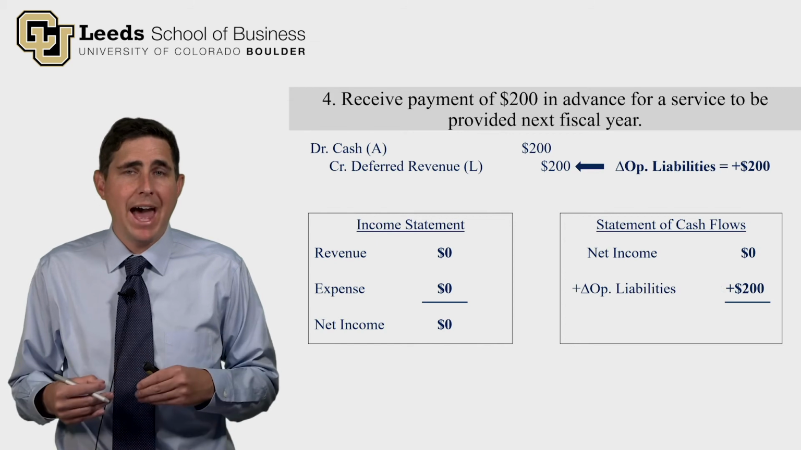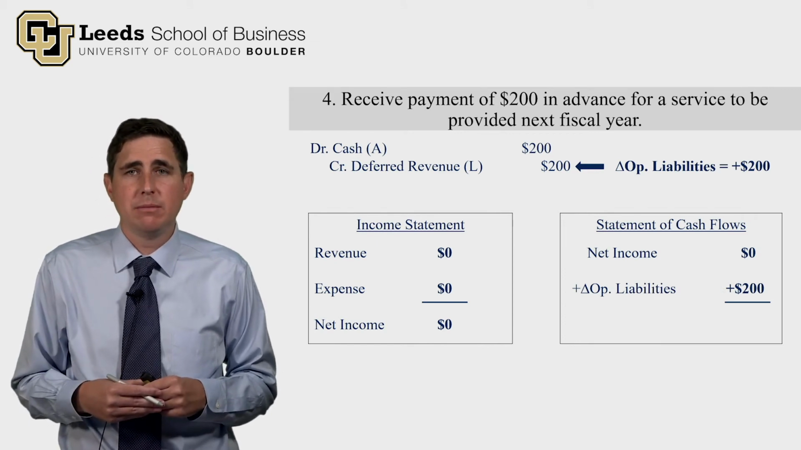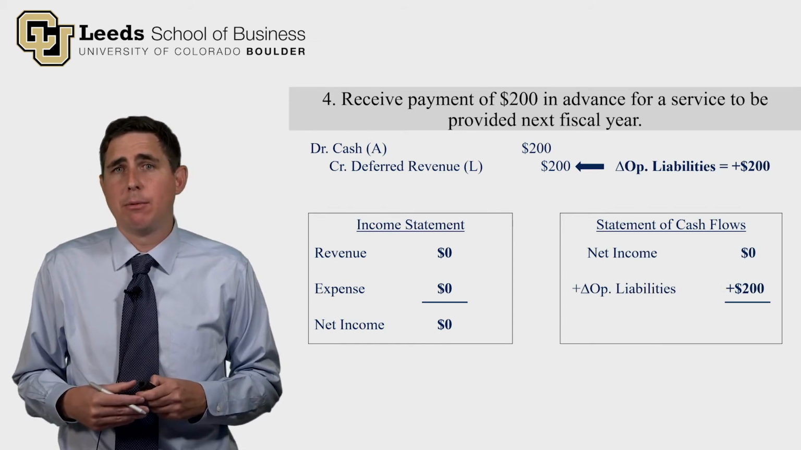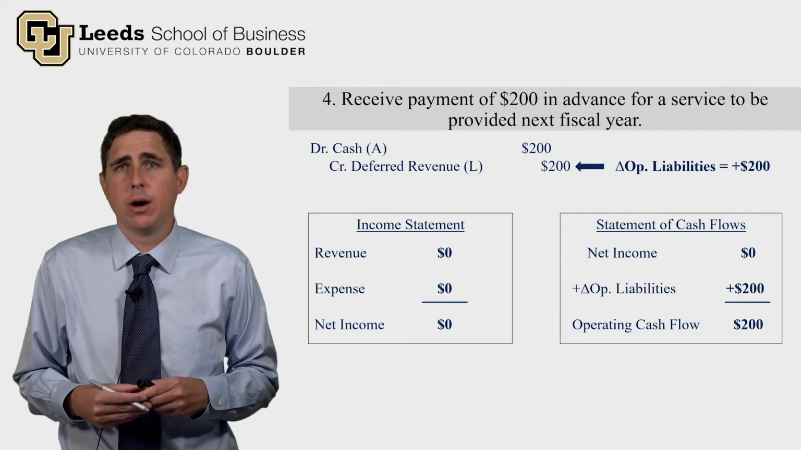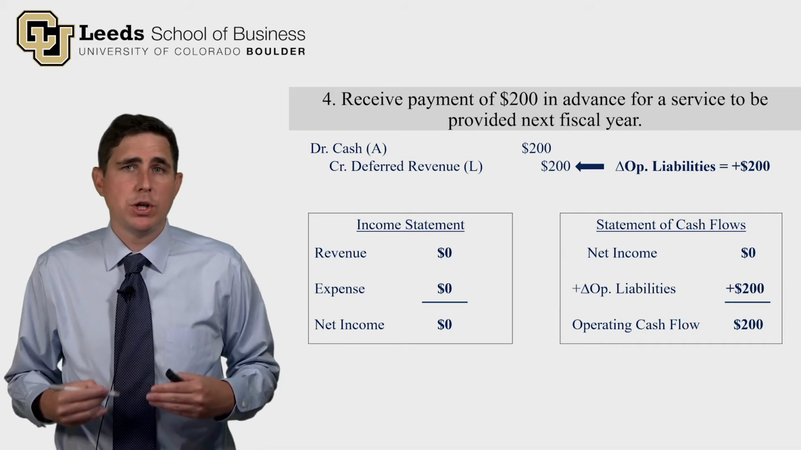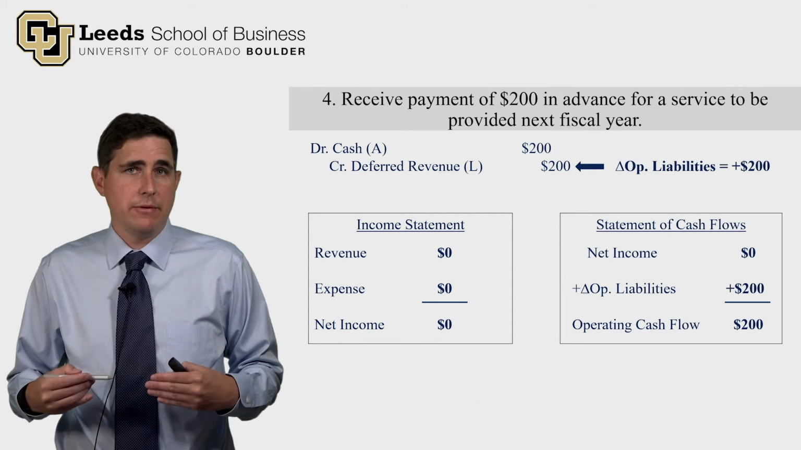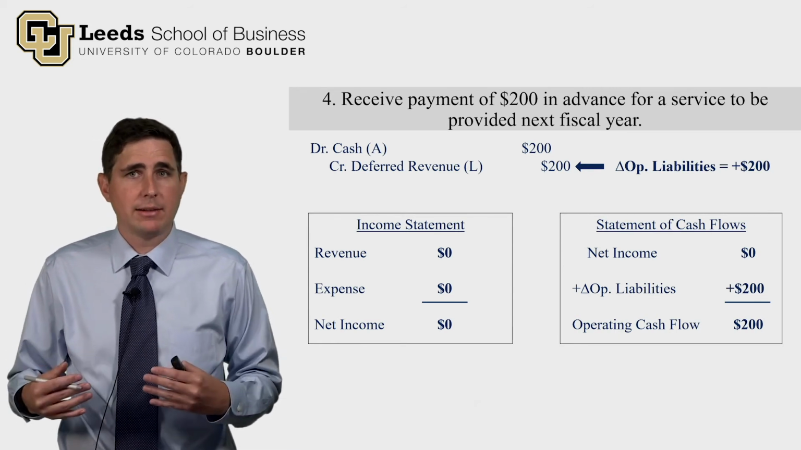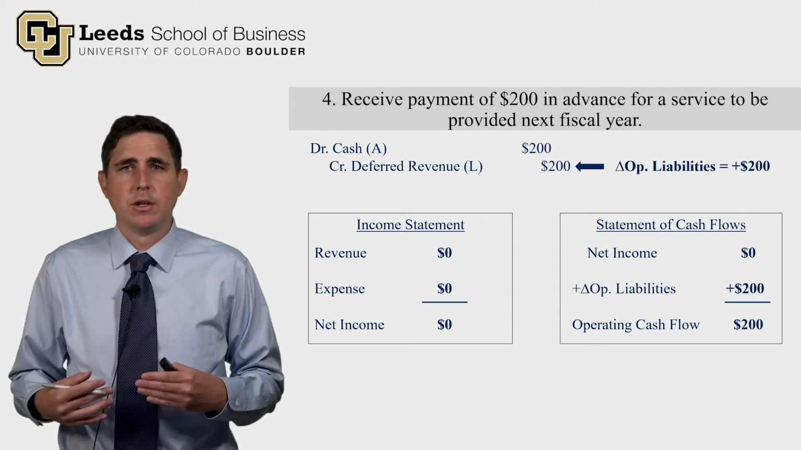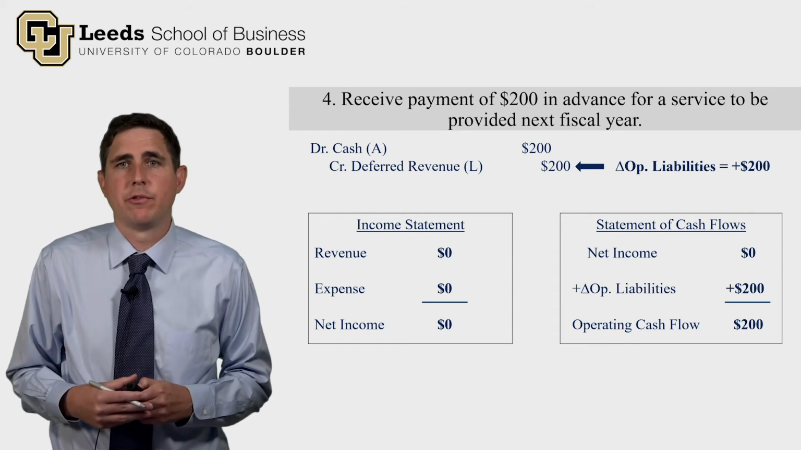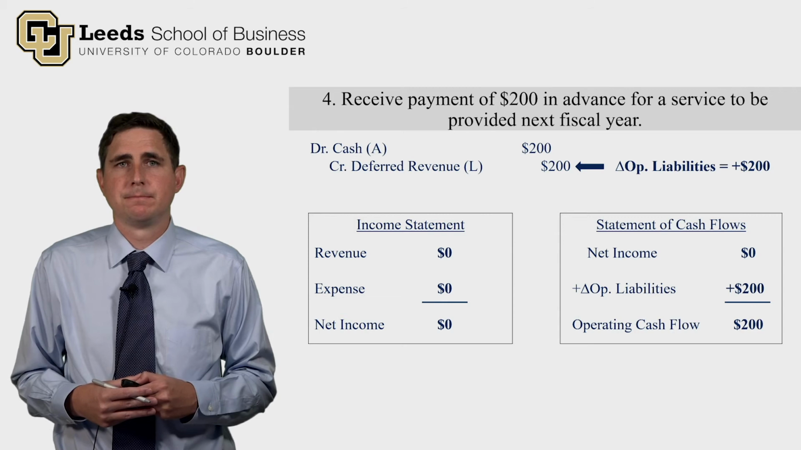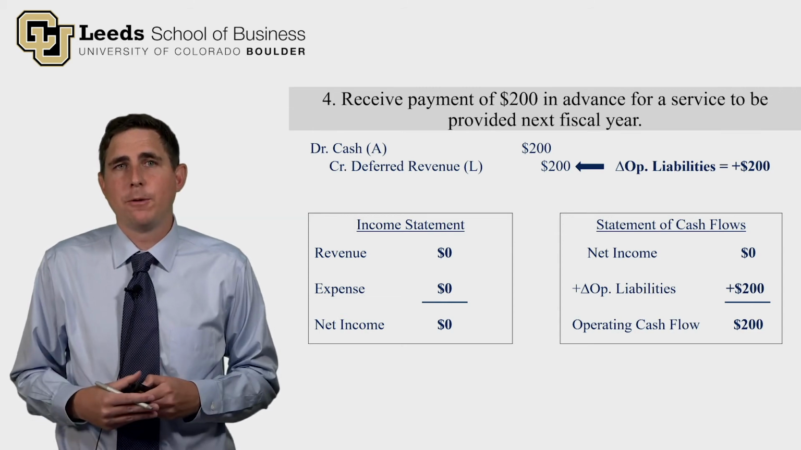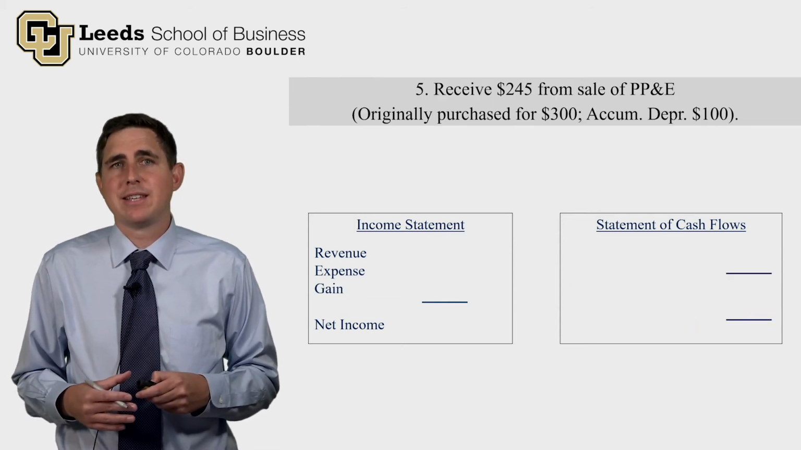So we will add the change in that operating liability, adding 200, and arriving at operating cash flow of $200, which should be expected. Receiving a $200 advance payment from our customer is an operating activity and a cash inflow. So we had a $200 cash inflow from operating activities. Okay, that was example number 4. And now we'll move on to our final example.